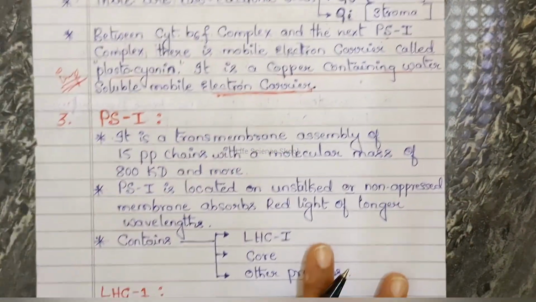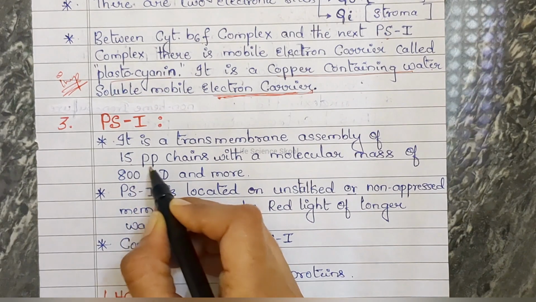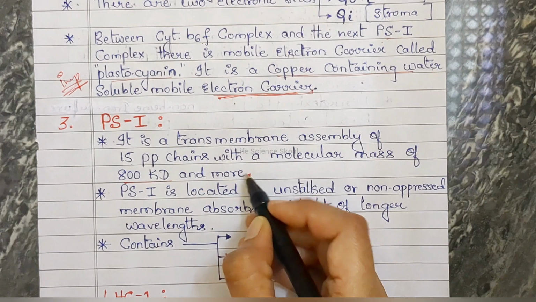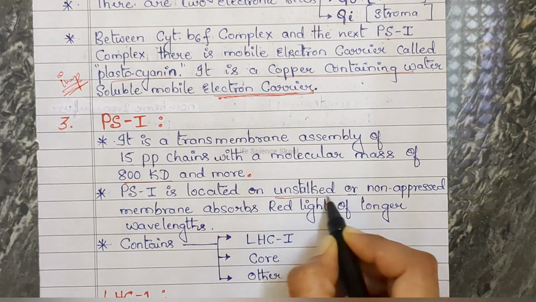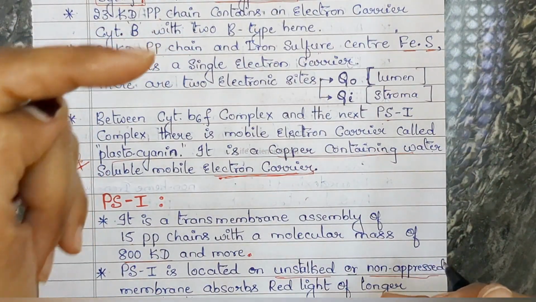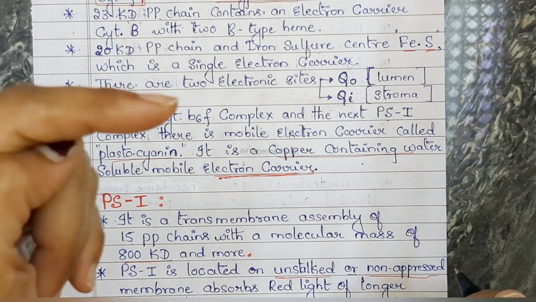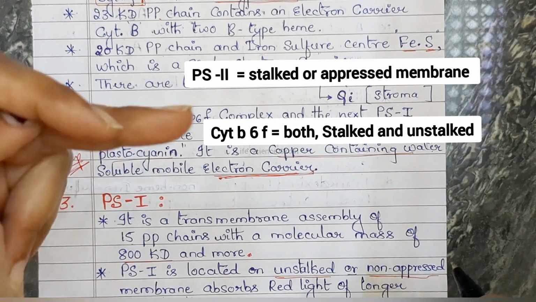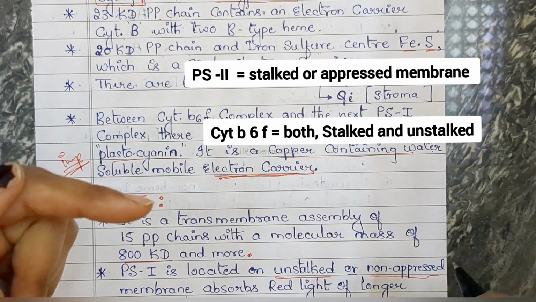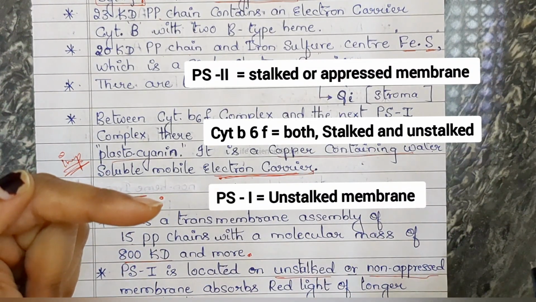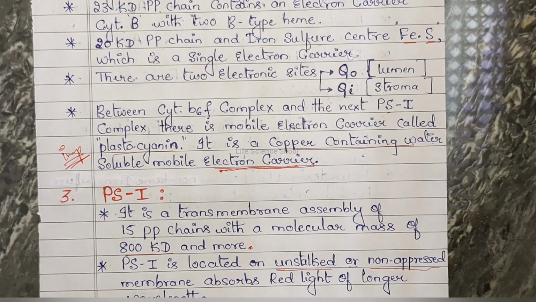PS1 is a transmembrane assembly of 15 polypeptide chains with a molecular mass of 800 kilodalton and more. This PS1 is located on unstacked or non-appressed membrane. One thing you have to observe here is PS2 is present on stacked or appressed membrane, and cytochrome B6F is present on both stacked and unstacked membrane, and PS1 is present on the unstacked or non-appressed membrane. You have to remember where these 3 complexes are located.